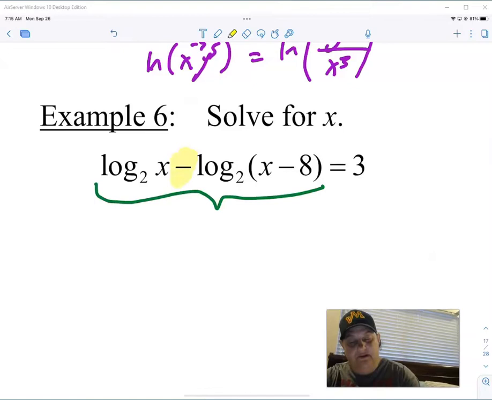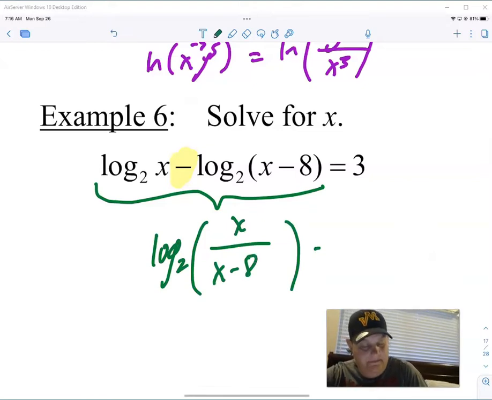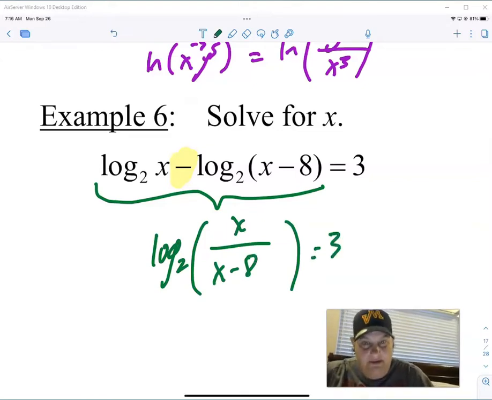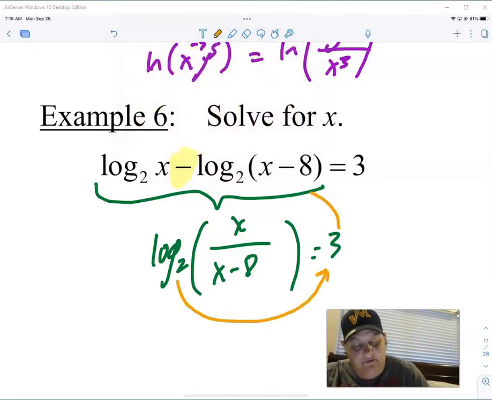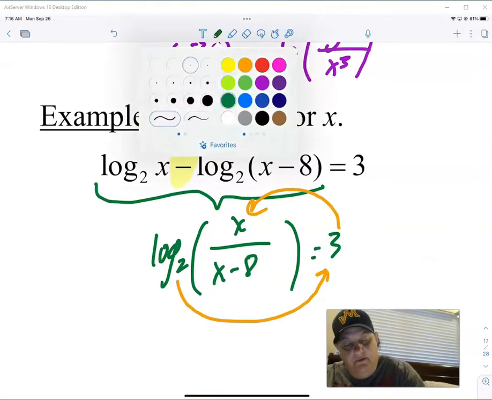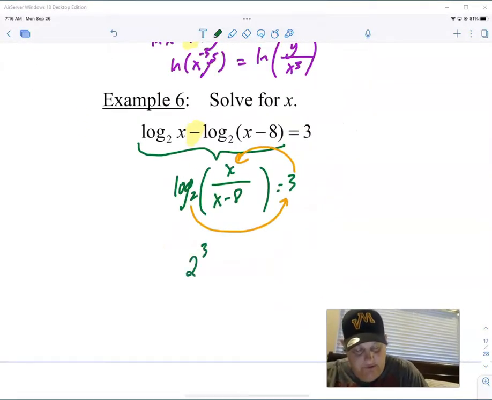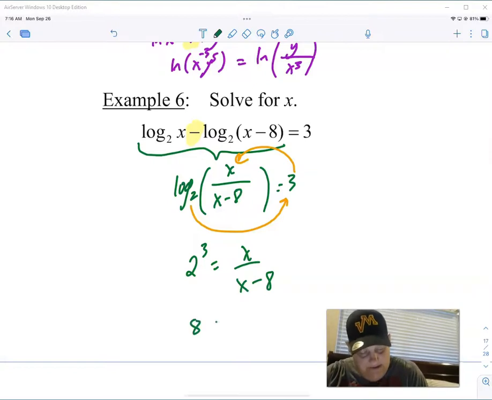If I'm subtracting these, I divide what's on the inside, right? So I can put x over x minus 8, okay? Then I can change this to the exponential form, which tells me 2 to the third is x over x minus 8. 2 to the third is 8.